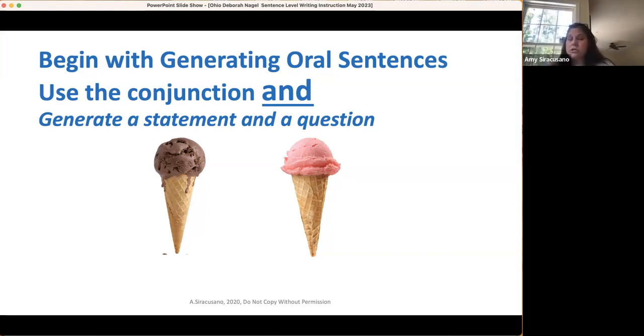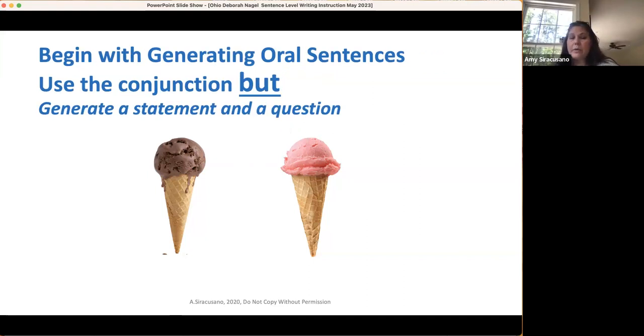So conjunctions, right? I can give two images and I could say to the kids, generate a question. So the question could be, do you like chocolate and strawberry ice cream? Do you like one ice cream or two ice cream cones? Right? Or whatever, that wasn't or, but that's and. Then answer in a sentence. We could do it with but. I like strawberry, but not chocolate.